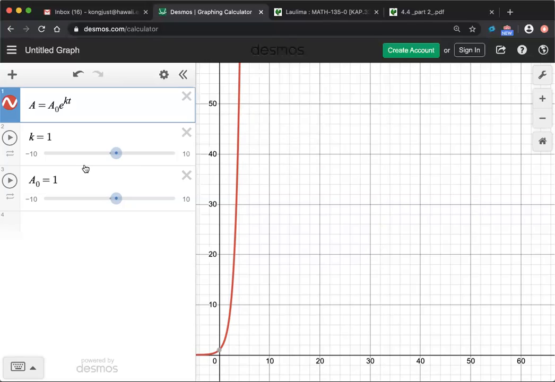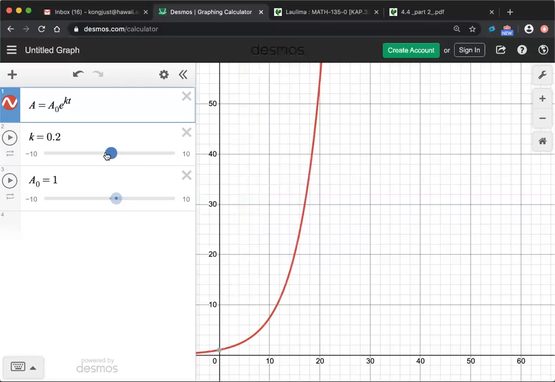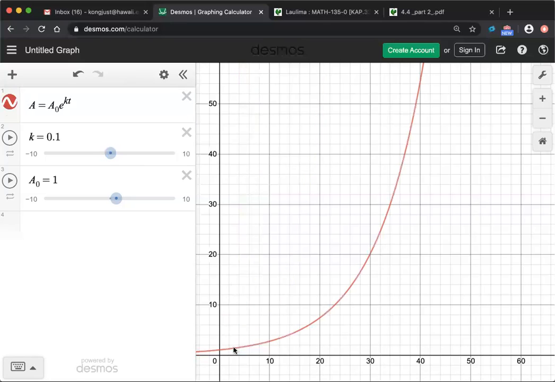Time 4, if your growth rate k is equal to 1. So a growth rate of like k equal to 0.1, that's already pretty fast. Like you're at time 30, you're already at about over 20.